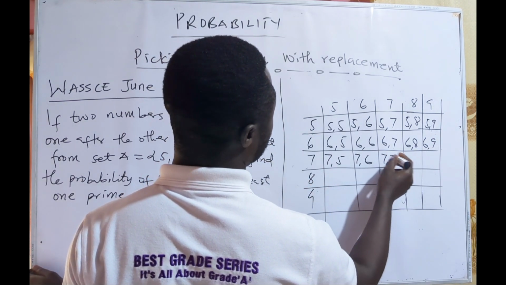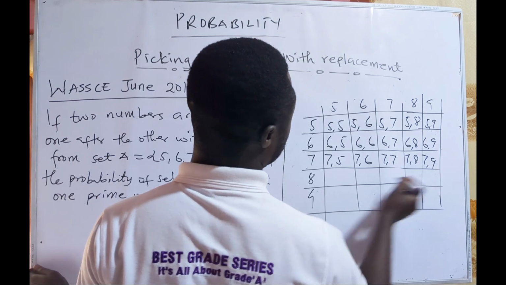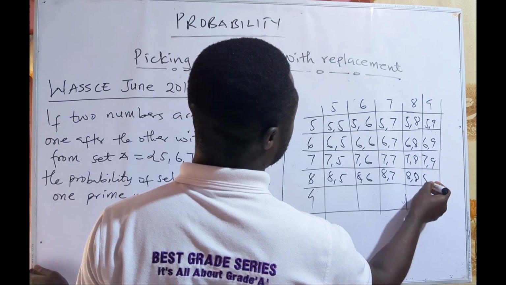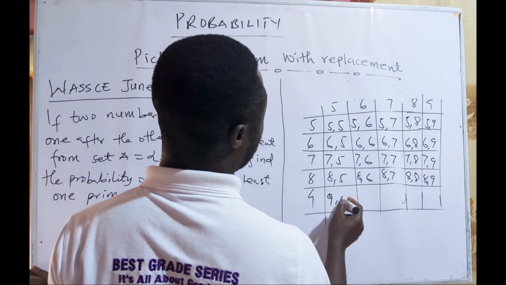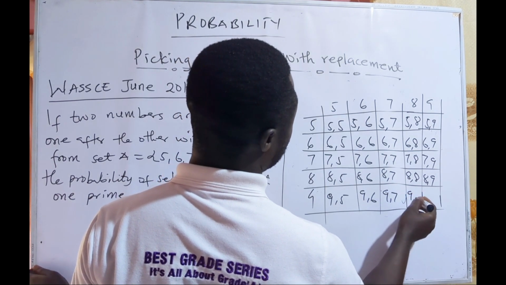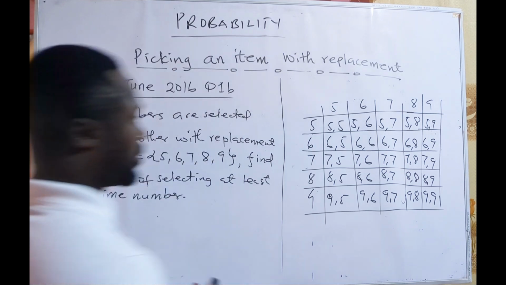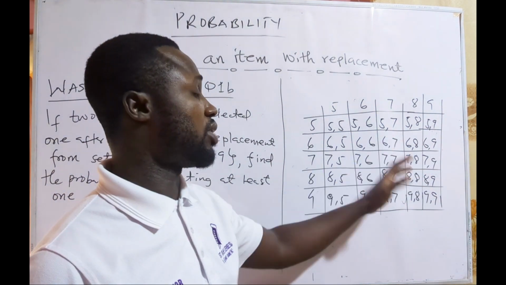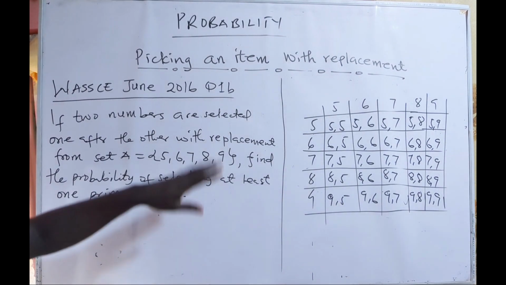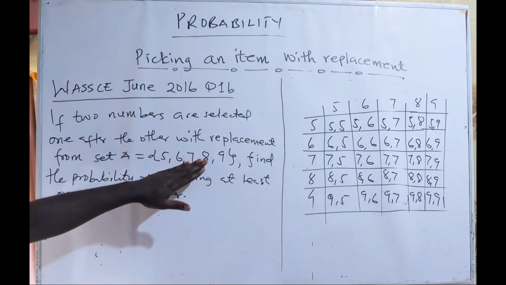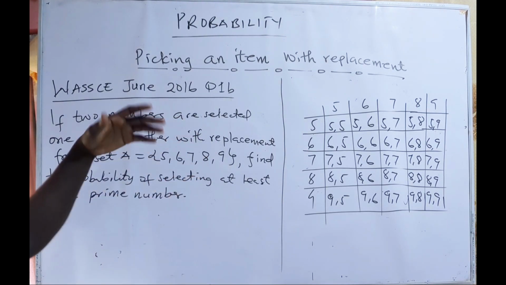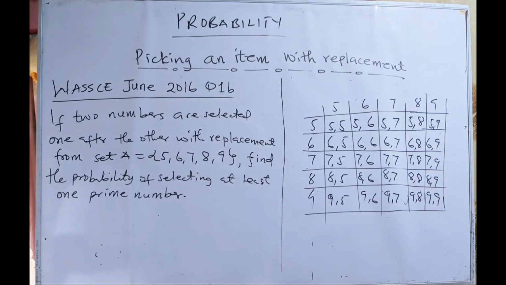Then 7, 5, 7, 6, 7, 7, 7, 8, 7, 9, 8, 5, 8, 6, 8, 7, 8, 8, 8, 9, 9, 5, 9, 6, 9, 7, 9, 8, finally 9, 9. So these are my possible selections or possible outcomes. As you select two numbers from the same set with replacement, you put it back and make another selection from the same set.